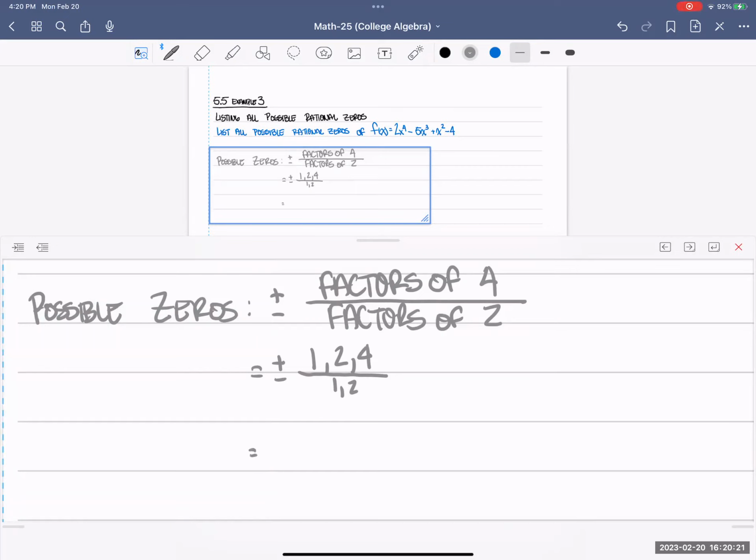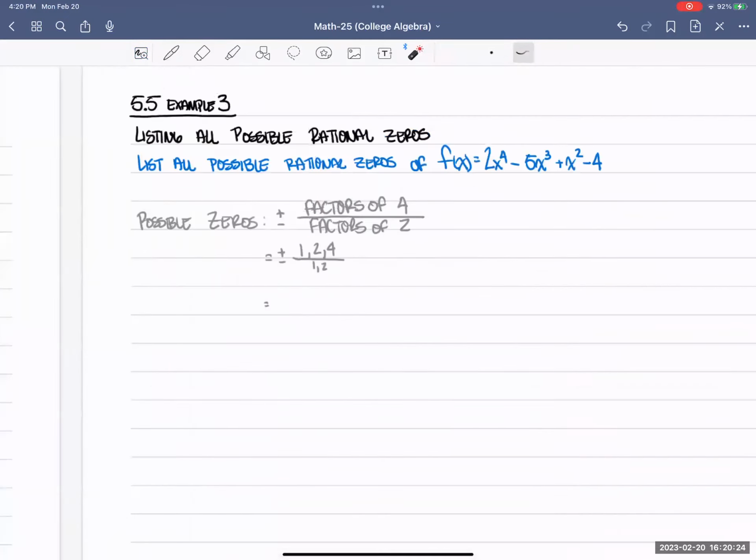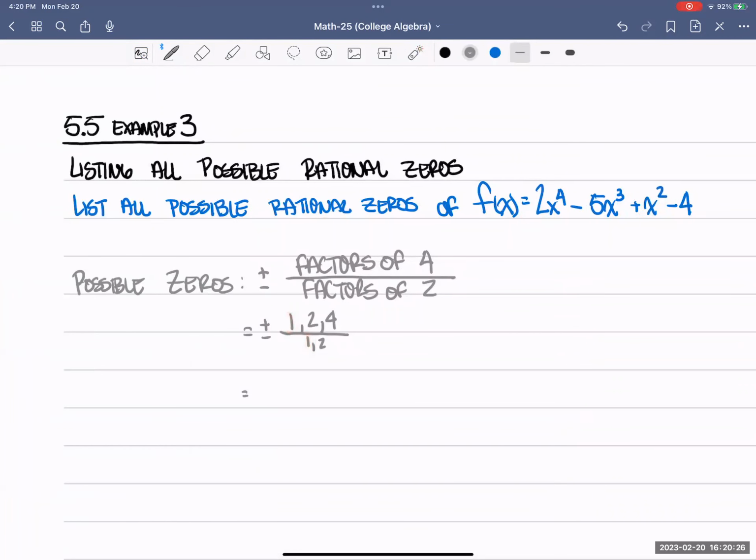So numerator, we have 1. Let's see, we have 1 divided by 1. That's going to give us plus or minus 1. Then we have 2 divided by 1. That's going to give us 2. 4 divided by 1. That's going to give us 4. And next we look at the 2's. So 1 divided by 2, 1/2. 2 divided by 2, that's equal to 1. So we already wrote 1 down, so we're good there. And then 4 divided by 2, that gives us 2, which we already wrote down.